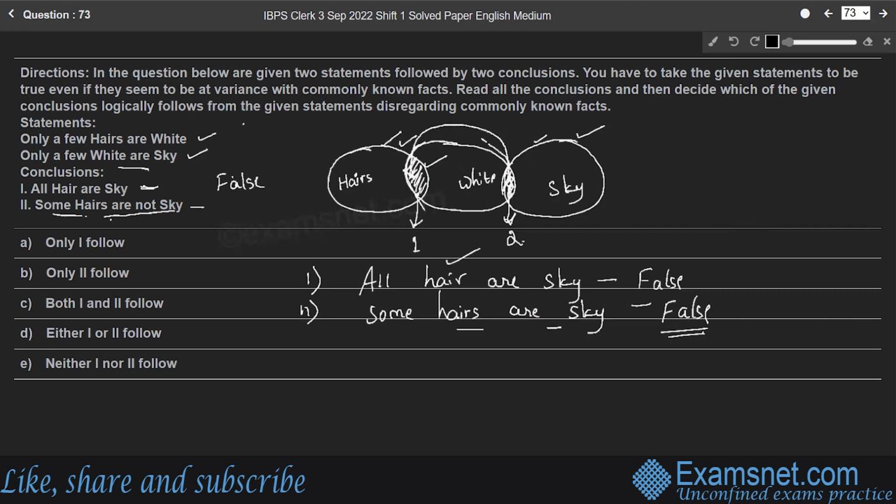So look at the conclusions. All hairs are sky is false, or some hairs are sky is false. Therefore, it is an either-or case. Either one is false, or two. Therefore, look at the options. Either one or two follow, right? All hairs are sky or some hairs are sky. Both are false conclusions, right? Either one or two follow.